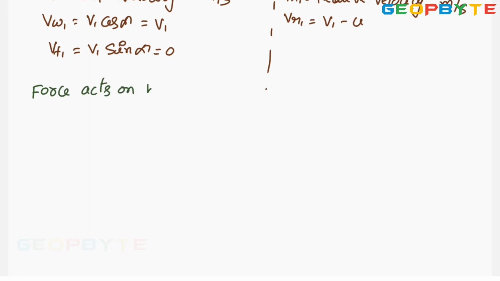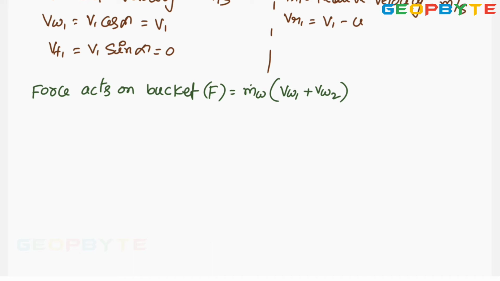Force acts on the bucket, F equal to mass flow rate of the water multiplied by VW1 plus VW2. That is the formula for deciding the force which is acting on the blade or bucket.